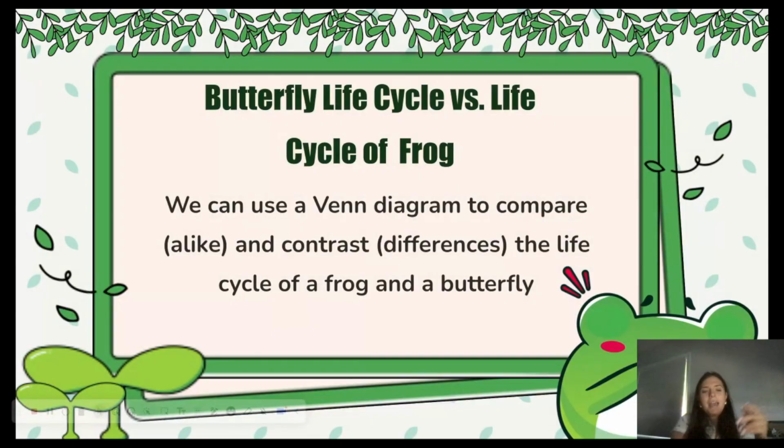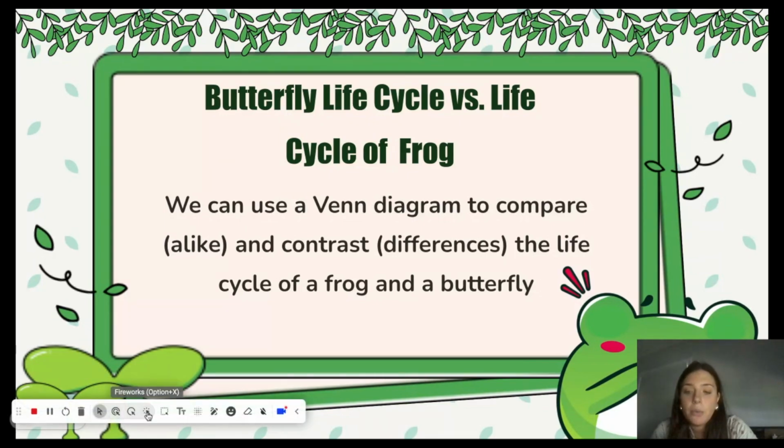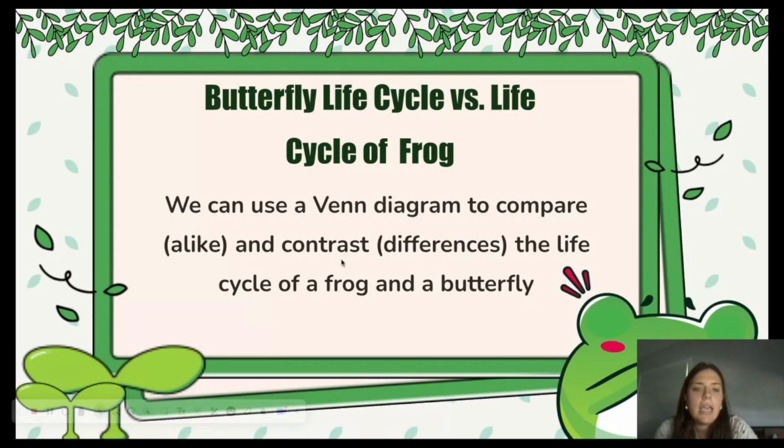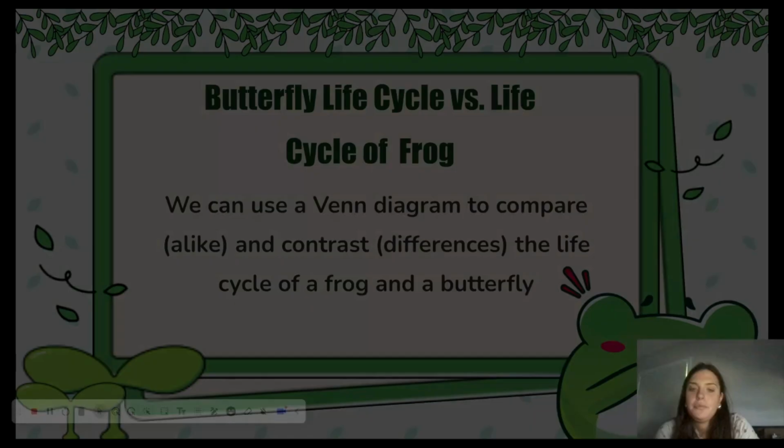So let's get back to the life cycle of a butterfly versus the life cycle of a frog. We can use a Venn diagram to compare. So compare, that's a big word right there. We can use a Venn diagram to compare what's alike. So compare means alike, and we can contrast. Contrast means different. The life cycle of a frog and a butterfly. So we're going to use a Venn diagram to do that.